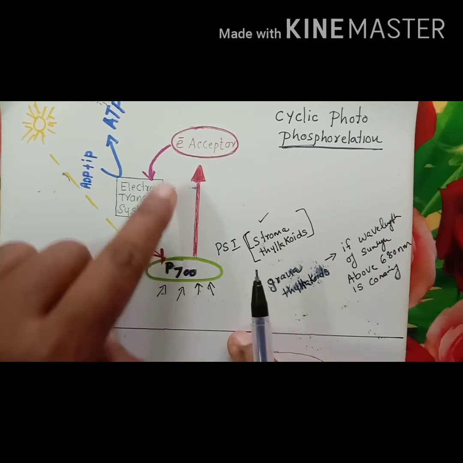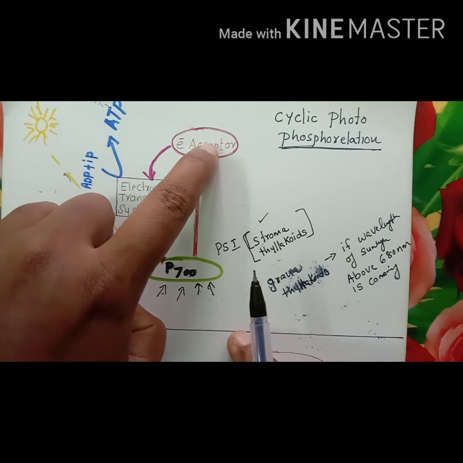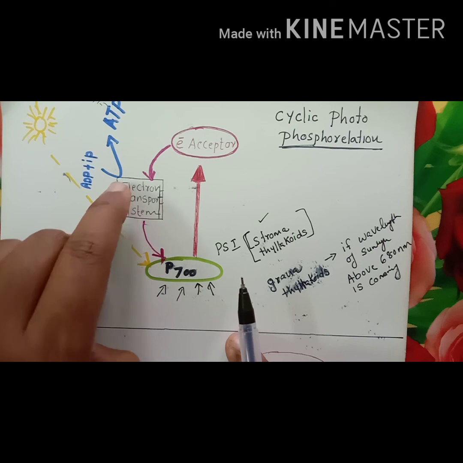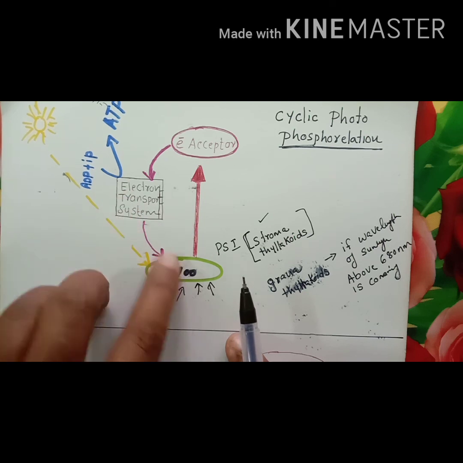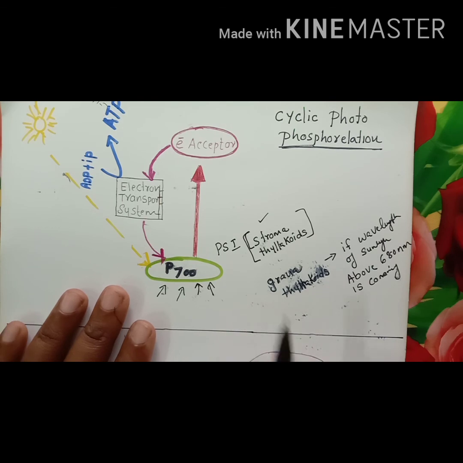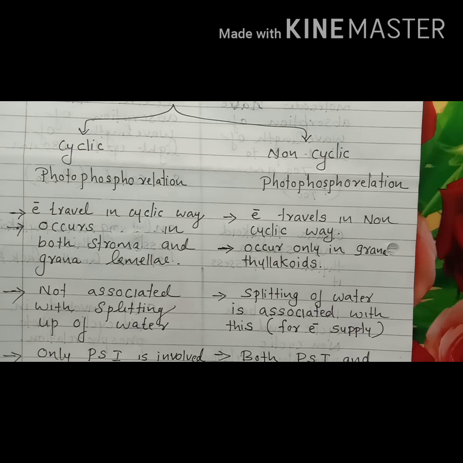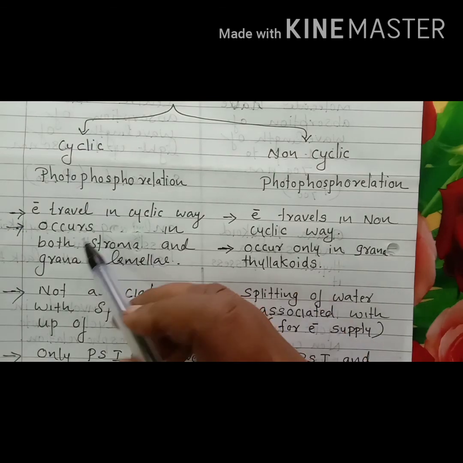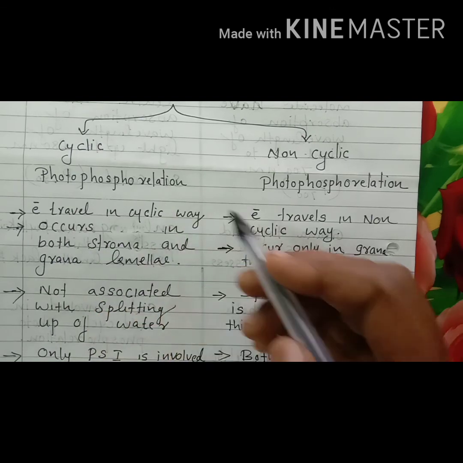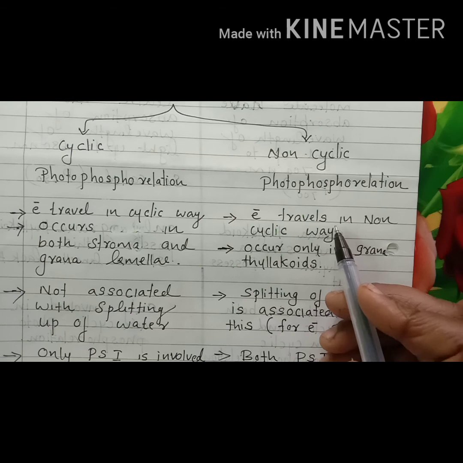At that time the electron moves upward, the electron acceptor accepts it, and from the electron acceptor the electron enters the electron transport system, and through the system the electron comes back. At that time one molecule of ATP is produced. So this is called cyclic photophosphorylation. Here comes the difference between cyclic and non-cyclic photophosphorylation. In cyclic photophosphorylation, the electron moves in a cyclic manner. Here in non-cyclic it occurs in a non-cyclic manner.